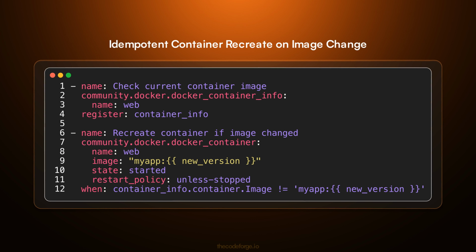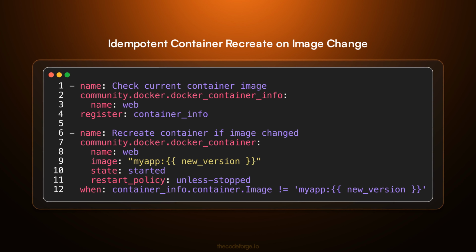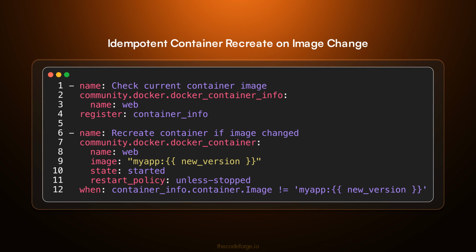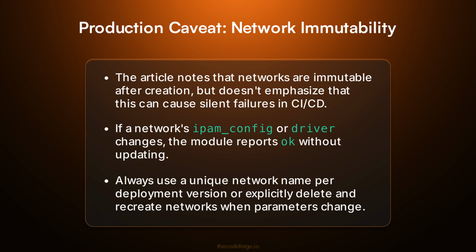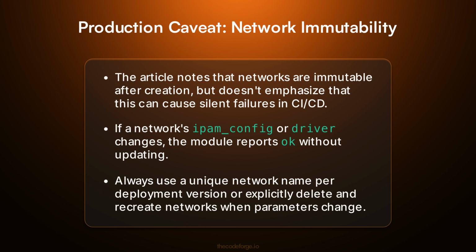The article mentions using state: absent then state: started for image updates, but this causes downtime. A better pattern is to use docker_container_info to compare the current image and conditionally recreate only when needed, minimizing disruption. The article notes that networks are immutable after creation, but doesn't emphasize that this can cause silent failures in CI/CD. If a network's IPAM config or driver changes, the module reports OK without updating. Always use a unique network name per deployment version or explicitly delete and recreate networks when parameters change.